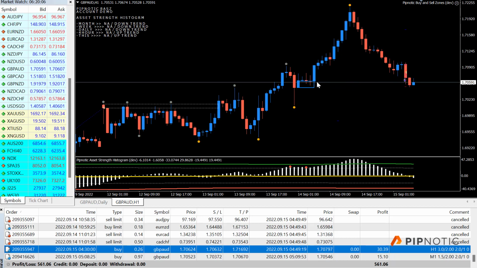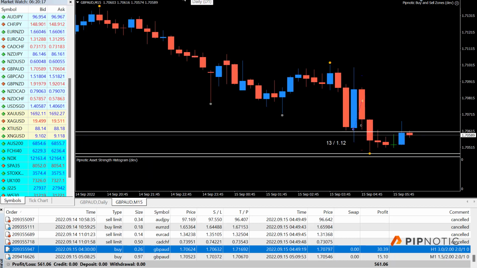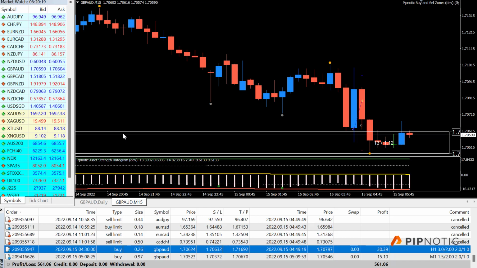Yes, this is a reaction on this one just here. So the open of this candle here. Price came to it, and I was watching this on the smaller time frames. And it went up. See, it went up. It went above there, and then it closed below.